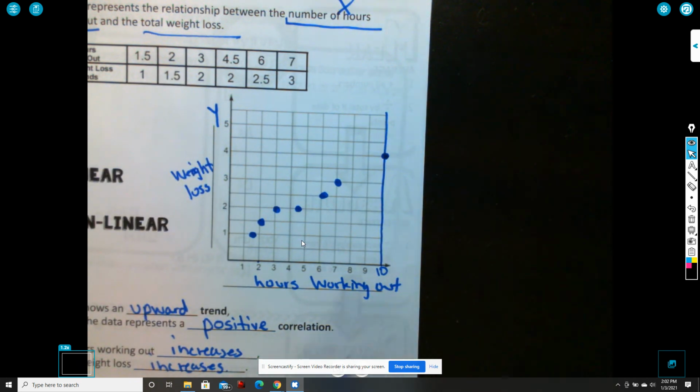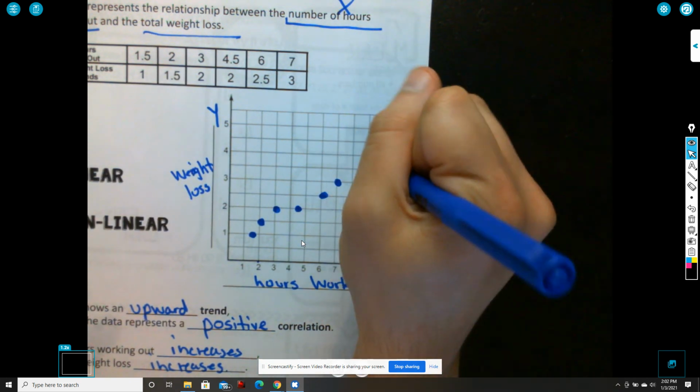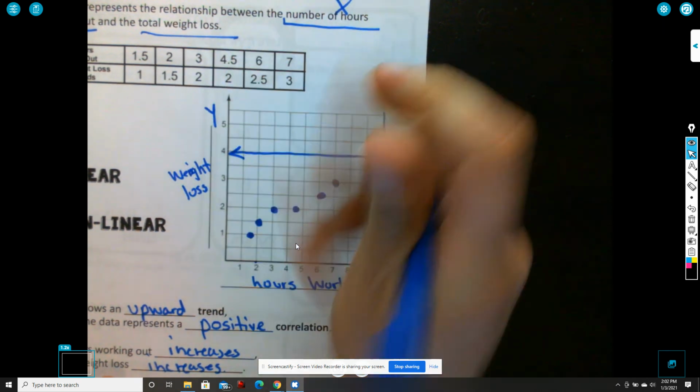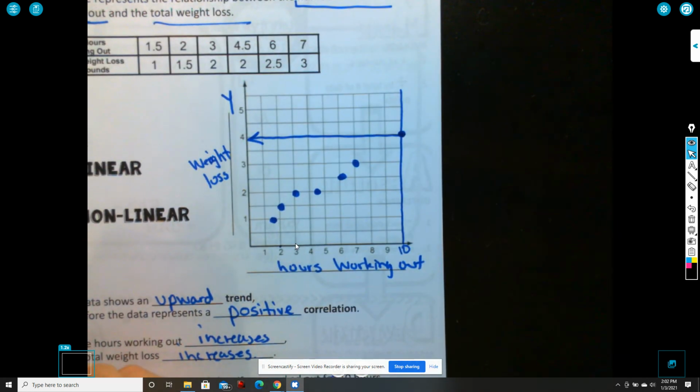So it looks like at 10 hours, this is hours, at 10 hours it is at 4 pounds. So this would be 4 pounds.